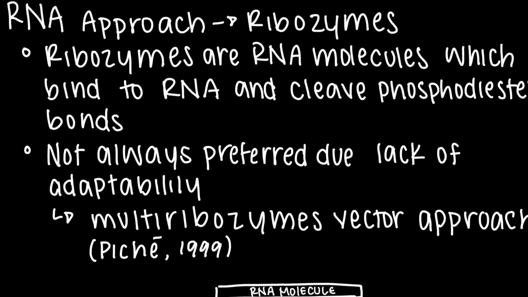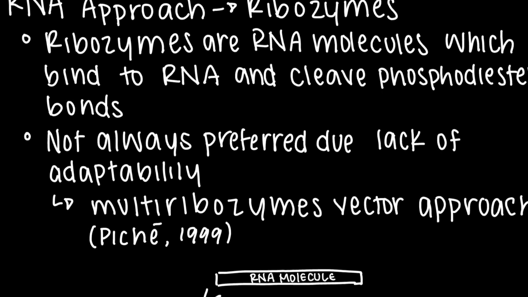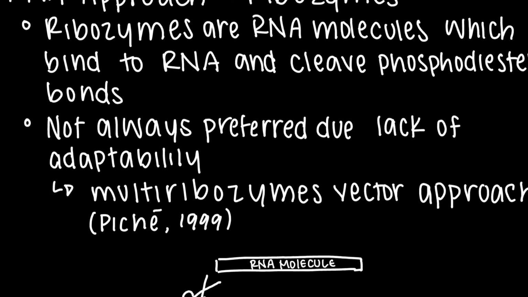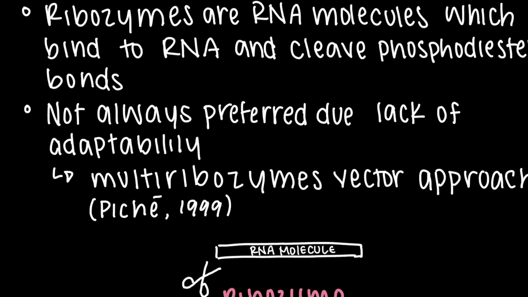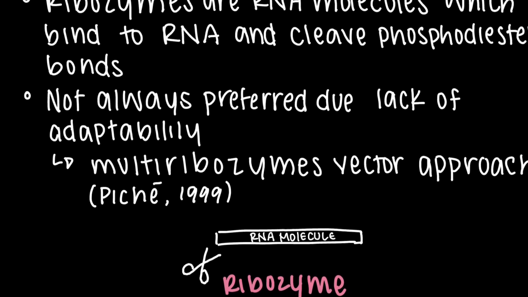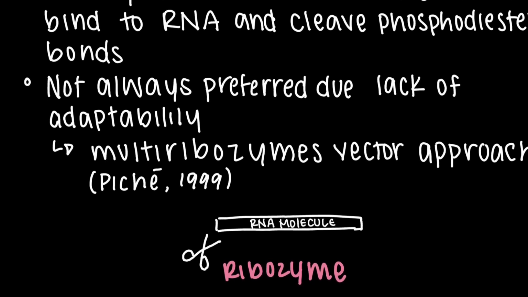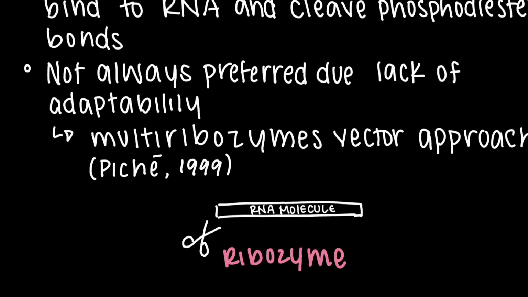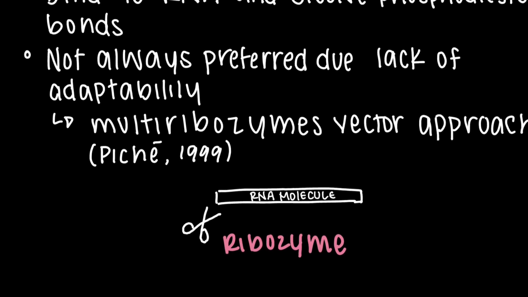One approach to gene therapy is the RNA approach, which uses ribozymes. Ribozymes are RNA molecules that have catalytic activity. These molecules bind to the antisense sequence of an RNA and cleave the phosphodiester backbone of that sequence. The cleavage of an RNA sequence can cause a change in the function of the RNA. Ribozymes are not always the best option due to their lack of adaptability. For example, if there is a mutation on the target region of a ribozyme, it may not be able to bind that sequence. If it is unable to bind, then it is unable to cleave that sequence, causing no change in the RNA. One way developed to avoid this shortcoming is the use of multi-ribozymes, which are collections of ribozymes that have similar but different target regions.